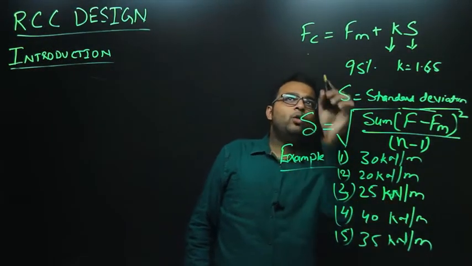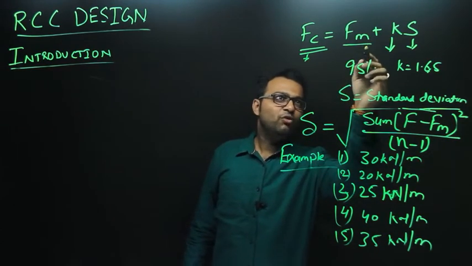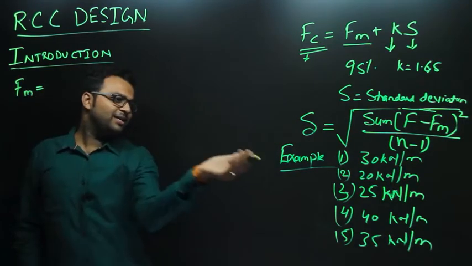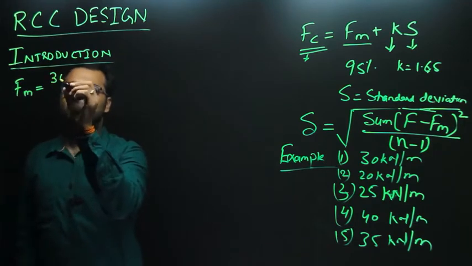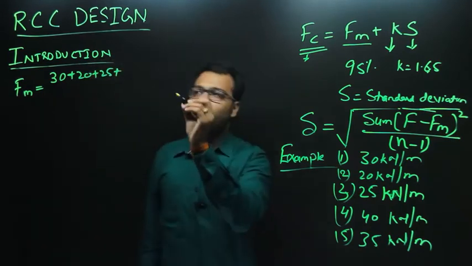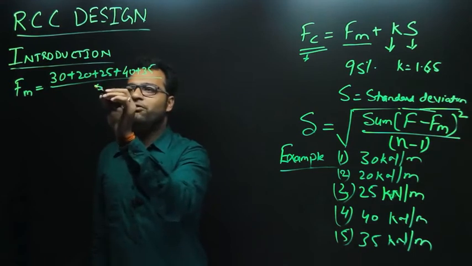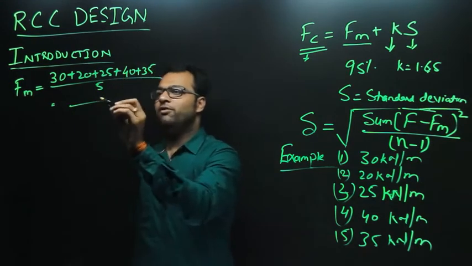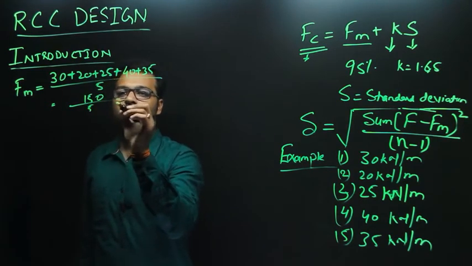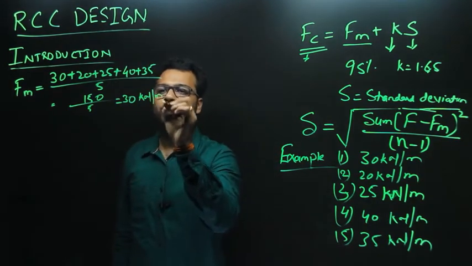We need to calculate the characteristic load for this. To calculate the characteristic load, first we need to calculate the mean load. Now, what is the mean load? It's the average of all these numbers: 30 plus 20 plus 25 plus 40 plus 35, divided by 5. So my mean comes out to be 30 kilonewton per meter.